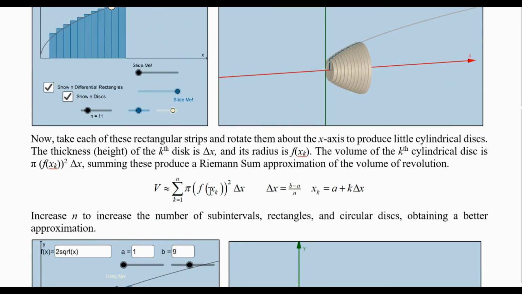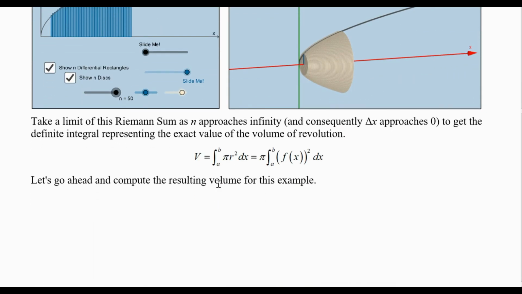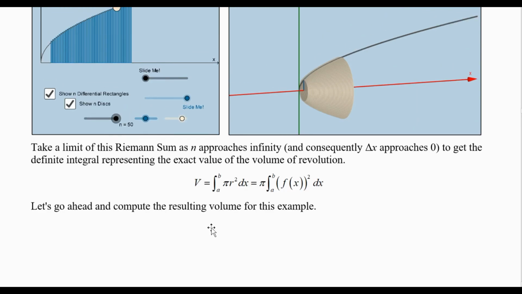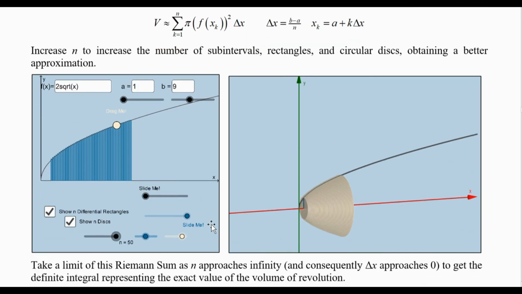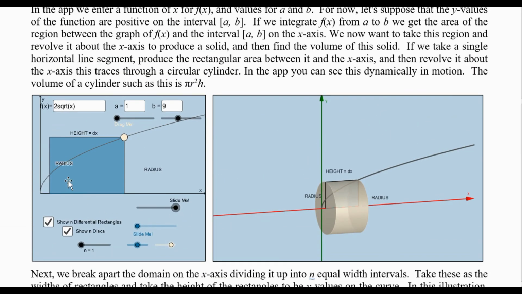Add those up, we get an approximation. Take the limit as n goes to infinity, and we have a definite integral. And so that's the disk method. Notice a couple of key things. To get disks, what do we have to have? Let's look back at this picture here. We needed the rectangle, or all of the rectangles, to be touching the axis of revolution, right?